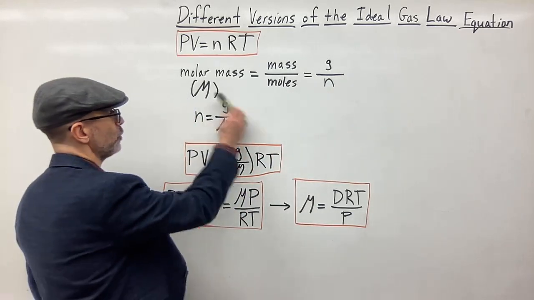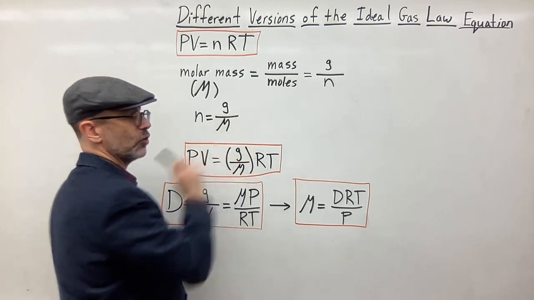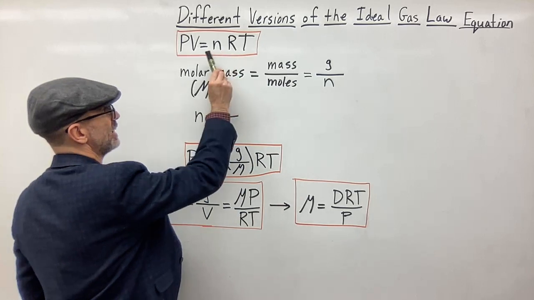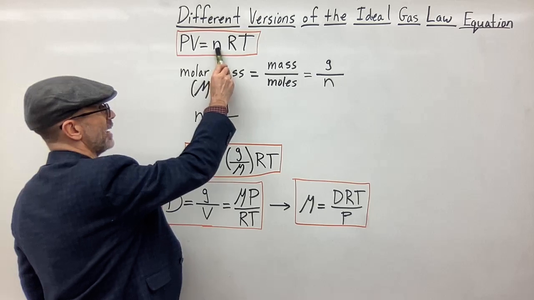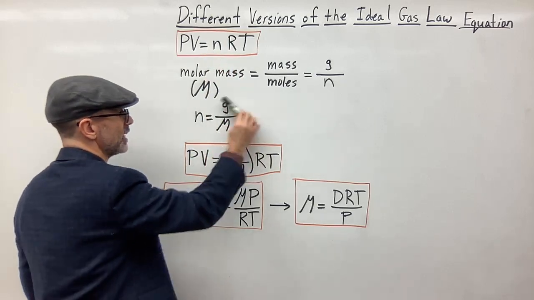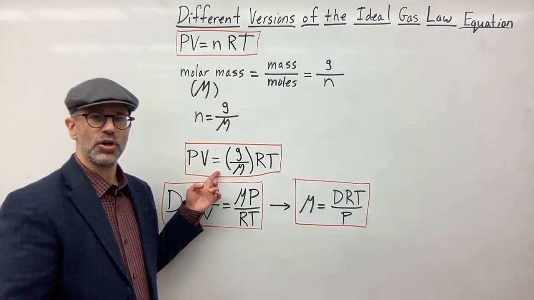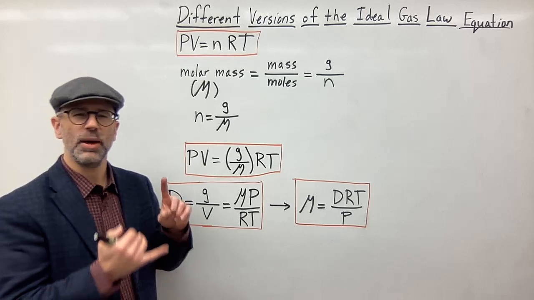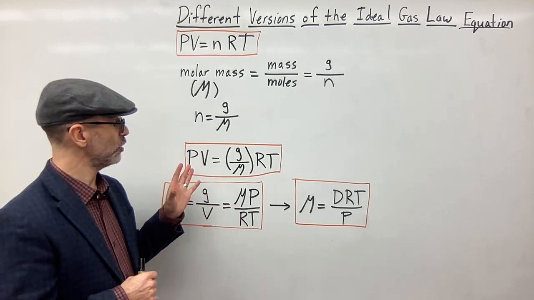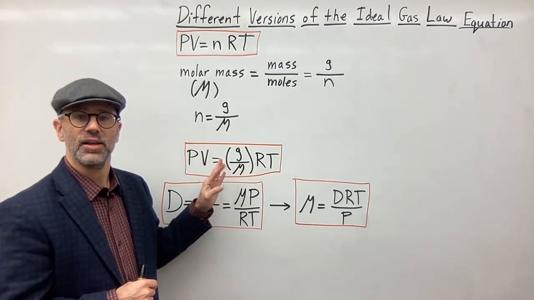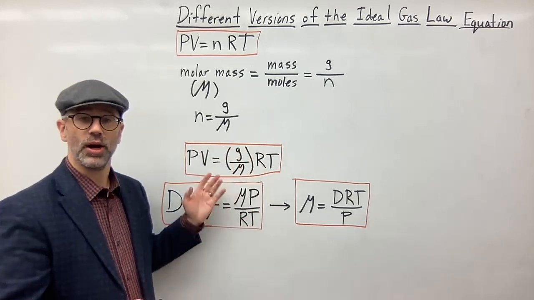If we rearrange that, then the number of moles is going to be equal to grams over the molar mass. Well, I have n in this equation, so I can substitute this in for n, and I get this form of the equation. So if you're ever given a problem where they give you the mass of the gas and they don't give you moles or anything else, and they want you to solve the problem finding some other property, then this is the one you want to use, right?